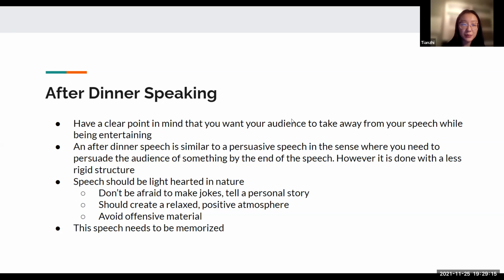So an after dinner speech is similar to a persuasive speech in the sense where you do need to persuade the audience of something by the end of the speech. However, it is done with a less rigid structure. So hopefully that makes sense. Very similar to persuasive speech, but more chilled, more relaxed, more fun. Because this has a less rigid structure, your speech should be very lighthearted. You have more freedom to basically structure your speech how you would like.